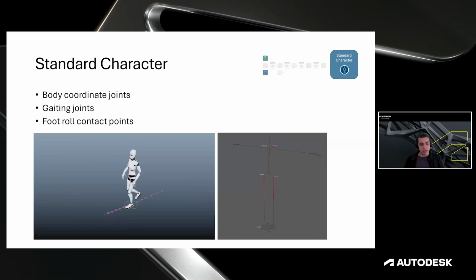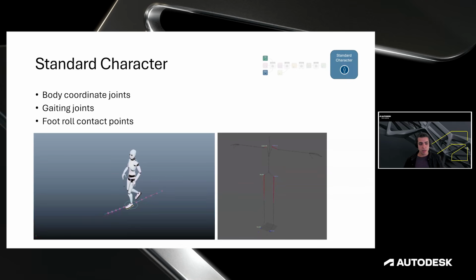So the concept of a standard character. What is a standard character? It's a definition of joints. So we have a joint hierarchy that will always be the same for the character. And then we have some of those joints that we identify and tag for different components of the system.